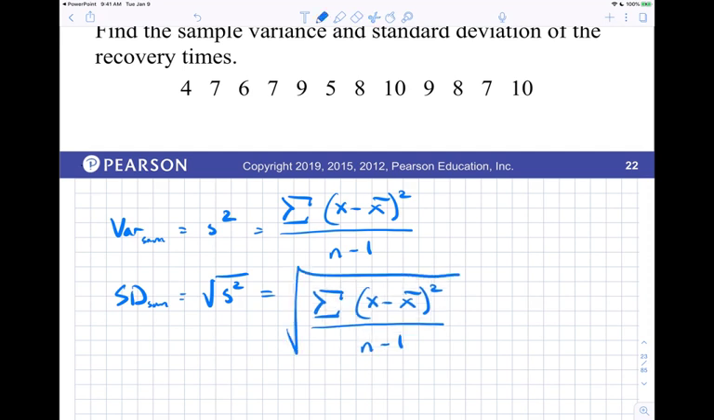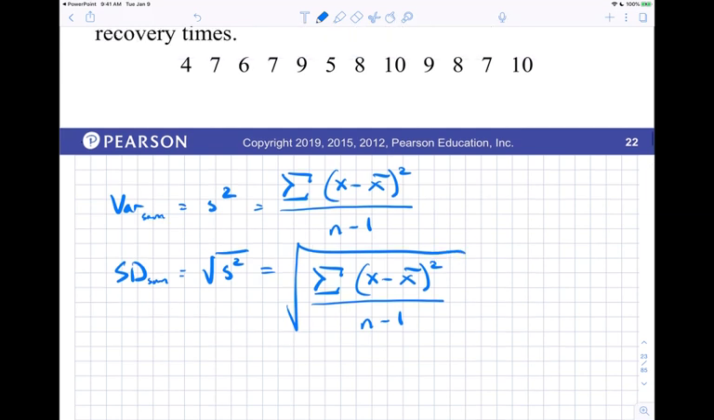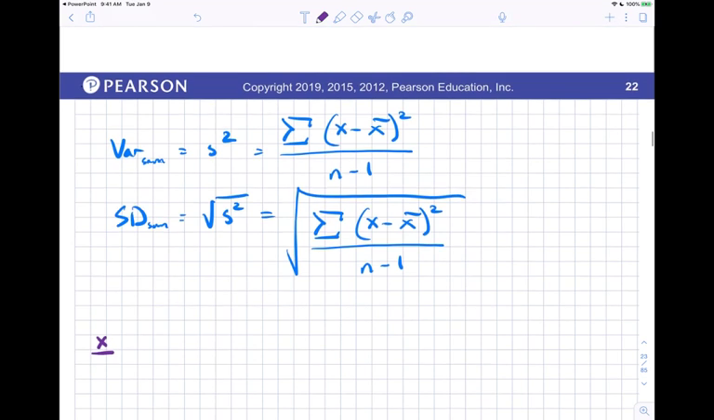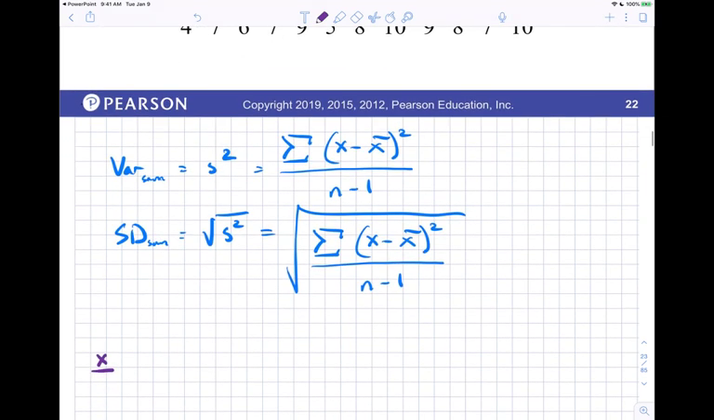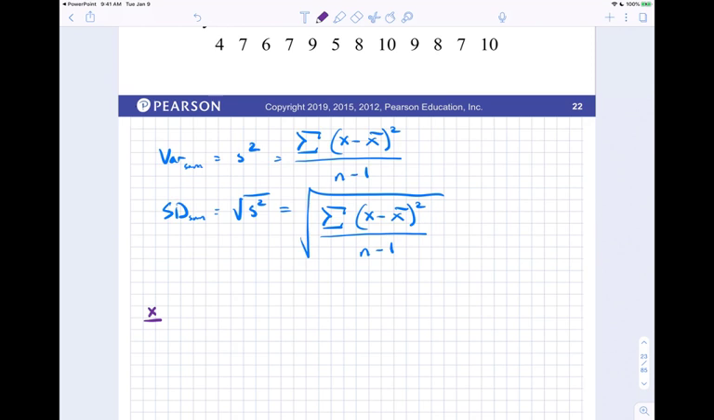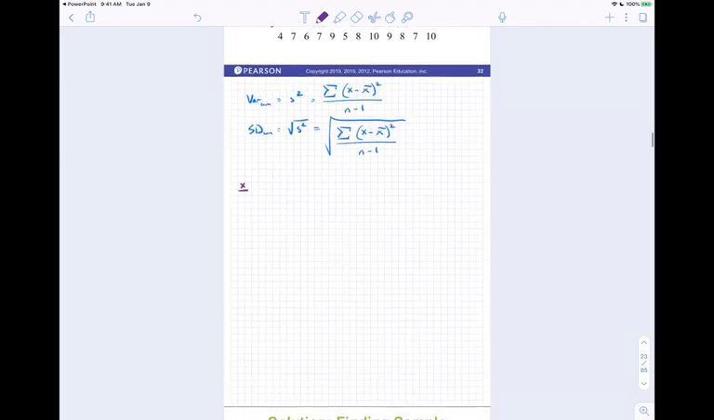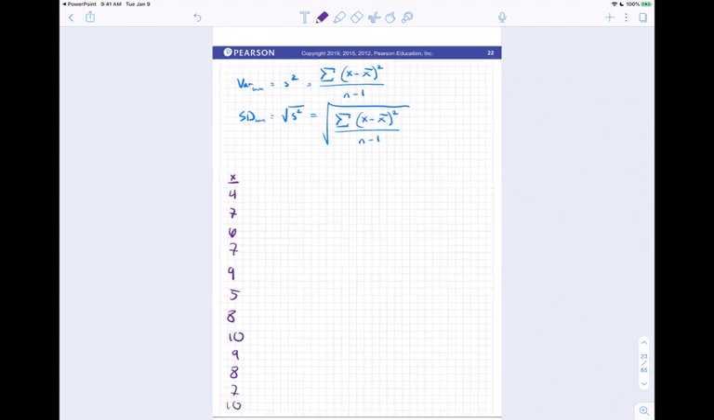Okay. So I usually like to do this in a chart. Let's do this color, it's a little bit better. So first we're going to start with each x, right? So we have 4, 7, 6, 7, 9, 5, 8, 10, 9, 8, 7, and 10.